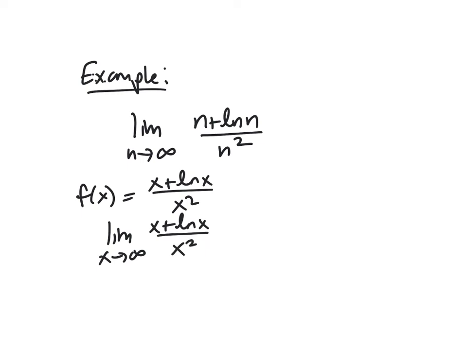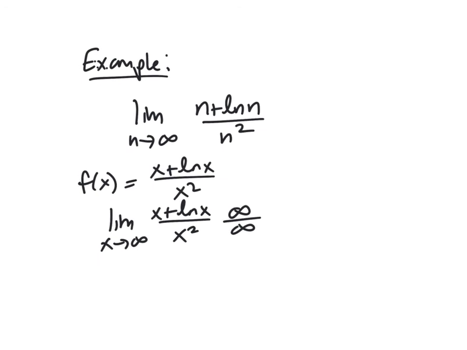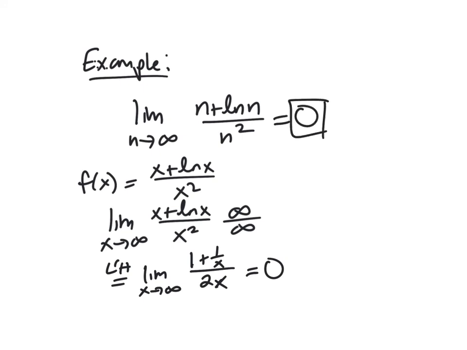What happens here? My top is going to infinity, because each piece is. My bottom is also going to infinity. Now, since I've gone to a whole function of real numbers, this is continuous and everything, I can just talk about L'Hopital's rule. By L'Hopital's rule, this is the limit as x approaches infinity of 1 plus 1 over x, all over 2x. In this case, my top is going to 1, and my bottom is going to infinity, so this has got to be 0. And by our theorem, since this is exactly our sequence when we plug in the integer values, this must be 0 as well.